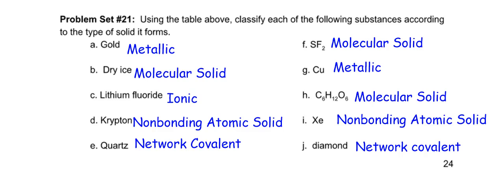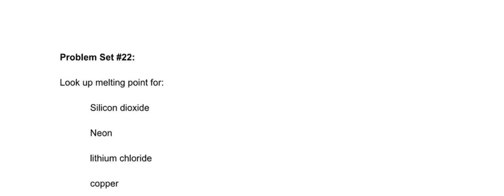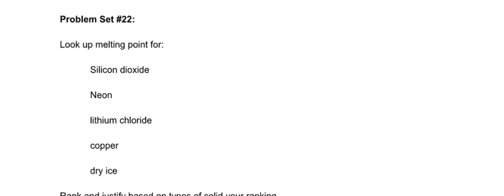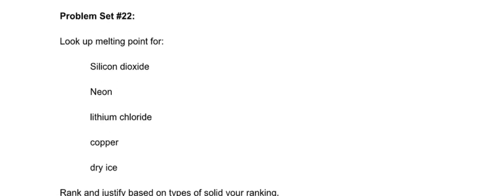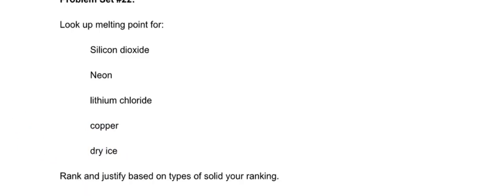So what I would like you to do next is, when you're done, Google, yes, Google, I'm giving you permission to use your phone here, and look up the melting points of each of these, okay? So you probably start recognizing this as a network covalent, as a non-bonding atomic, ionic, metallic, molecular, all right? And then let's see if we can rank and base these ideas on your findings. So we're going to talk about this first thing next time.